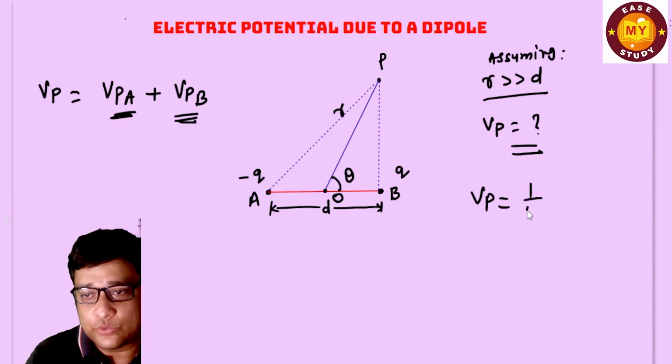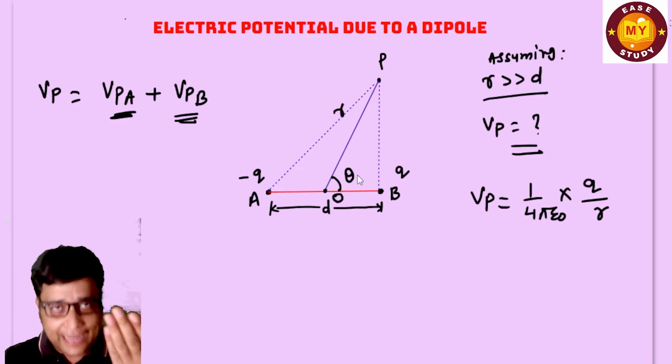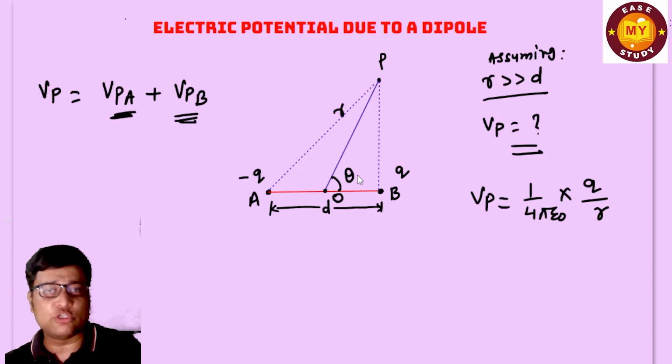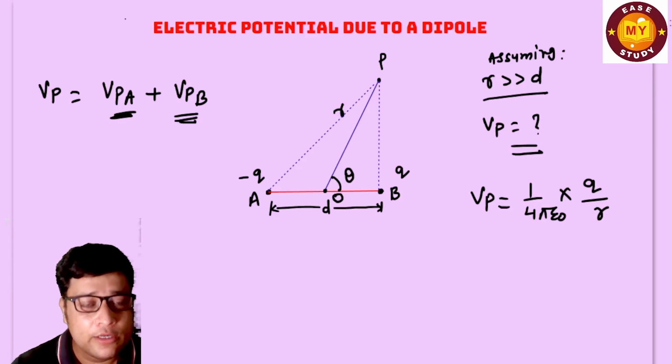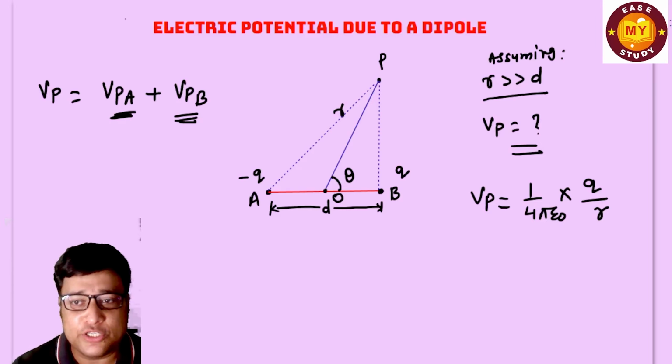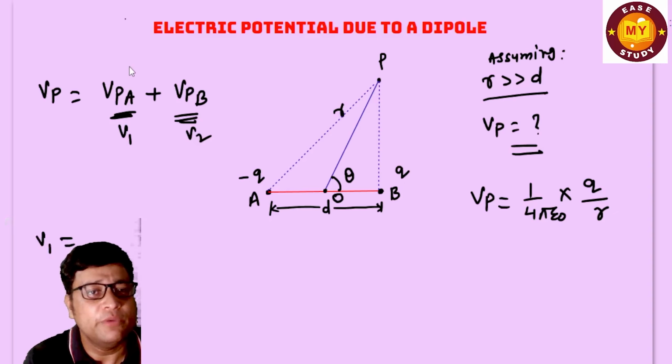If you have the potential at point P, you have to find the potential at point A and point B, meaning due to the negative charge and due to the positive charge, and simply add them. So what is the potential at P due to the point charge A? In general, I will say this is V1 and this is V2. So VP will be V1 plus V2.